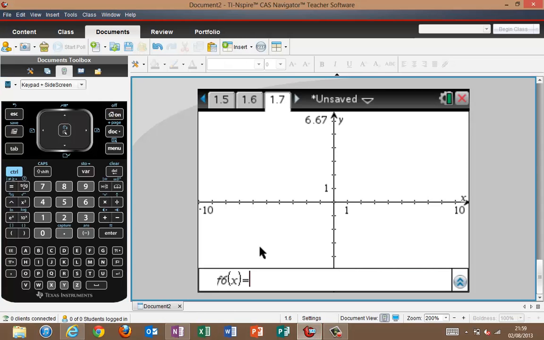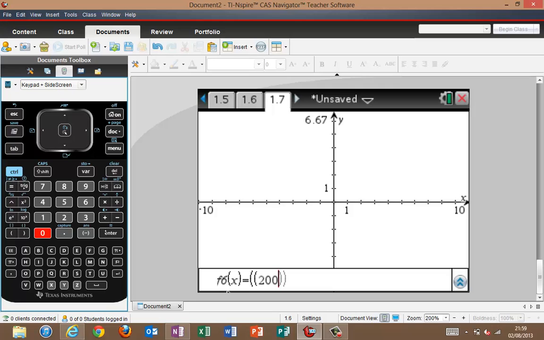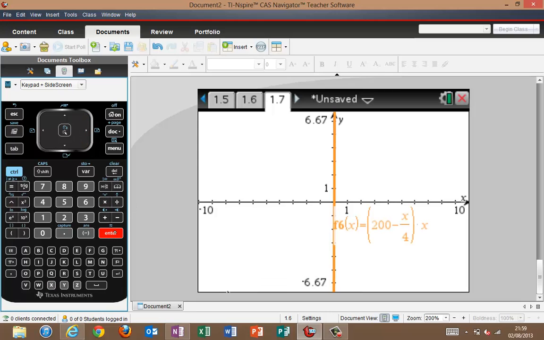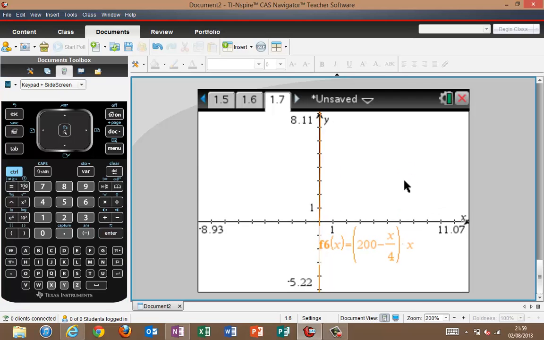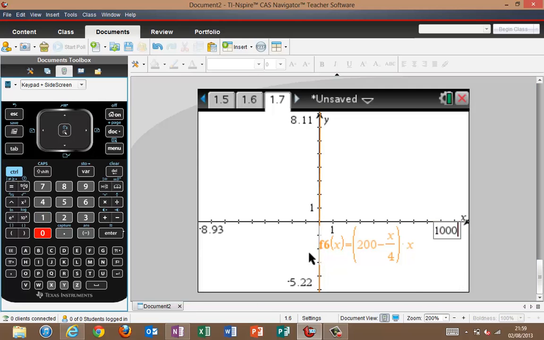Let's do a new page, and let's plug this in as 200 minus x over 4. Oops. I already have parentheses. 200 minus x over 4. And then we'll do times x. And I have what should be an upside down parabola, but really, again, I can't see too much of it. So let's see. If I plug in 0 for x, I get 0 for y.